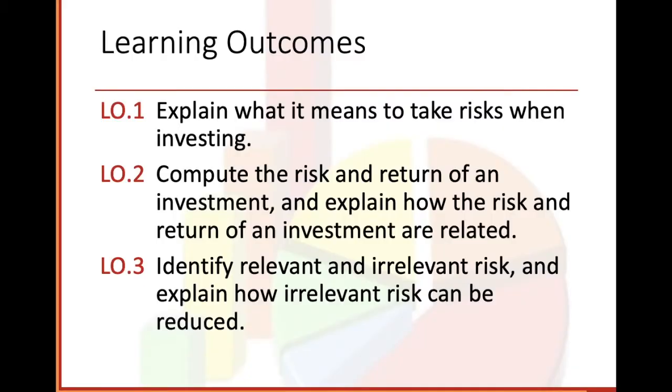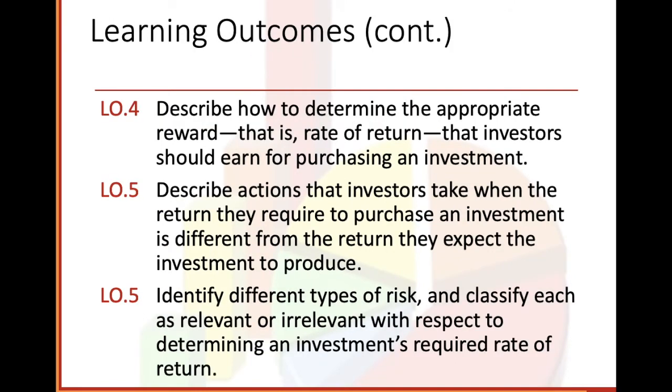Learning outcomes. Number 1, explain what it means to take risks when investing. 2, compute the risk and return of an investment and explain how the risk and return of an investment are related. 3, identify relevant and irrelevant risk and explain how irrelevant risk can be reduced. 4, describe how to determine the appropriate reward, that is, rate of return, that investors should earn for purchasing an investment. 5, describe actions that investors take when the return they require to purchase an investment is different from the rate of return they expect the investment to produce.